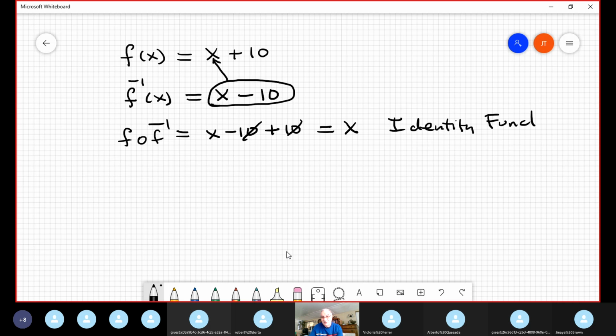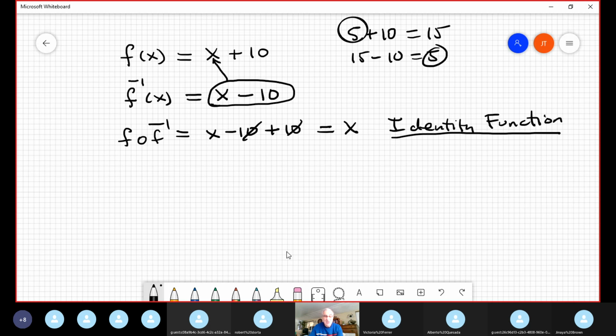It makes sense because suppose you pick one number, 5. You add 10, you get 15. And subtracting 10 from 15, you get 5. We come back again to the same case, the identity function. And there are many examples of inverse functions in real life.